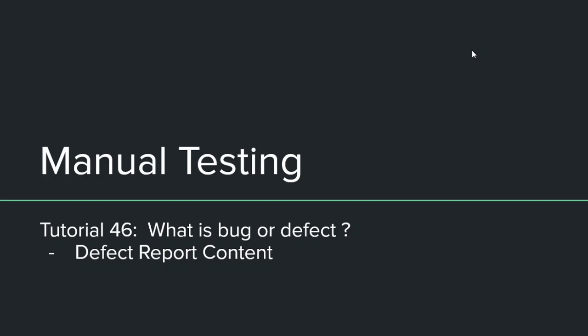In the previous session, we saw test execution. During test execution, for failed test cases, you will log the defect. It is called a defect, some call it a bug, or sometimes even an issue. So what is a bug, defect or issue?